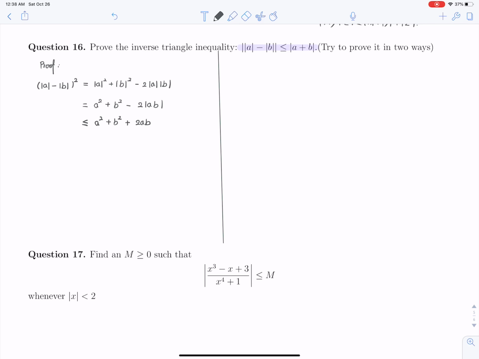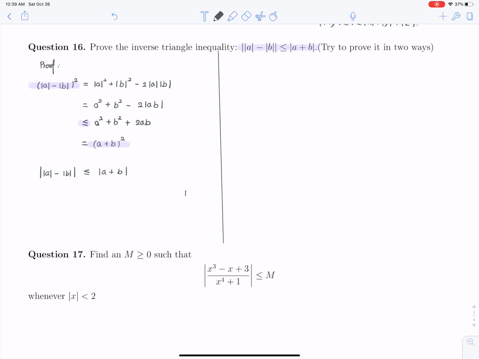Now this whole thing is just (A plus B) squared. Okay? Now if you square root both sides, what I mean by both sides is this side and this side, you'll get the absolute value of this minus this is smaller than or equal to the absolute value of A plus B, which is what we need to prove, and we're done.